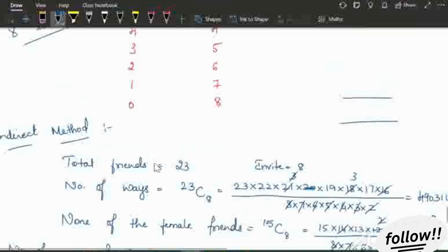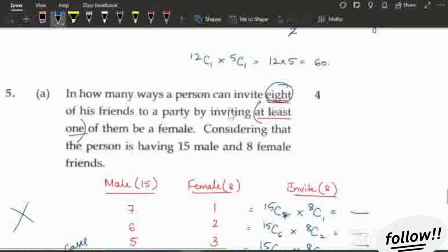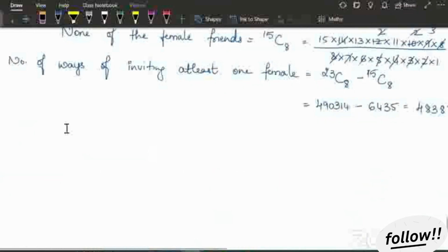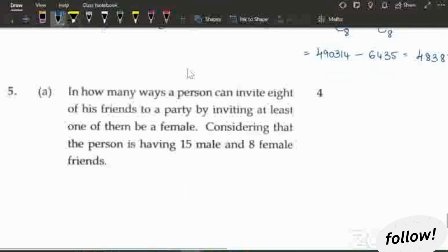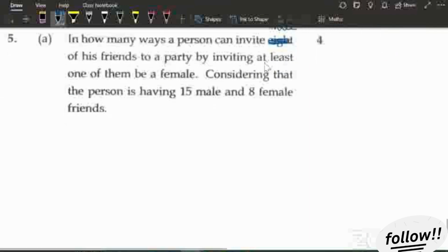So what is the indirect method? When to use the indirect method? Only when you have at least one and the number of choices, the number of subcases, is too many. In the same question, suppose instead of inviting 8 friends, he is inviting only 3 friends. Out of that, at least one must be female.